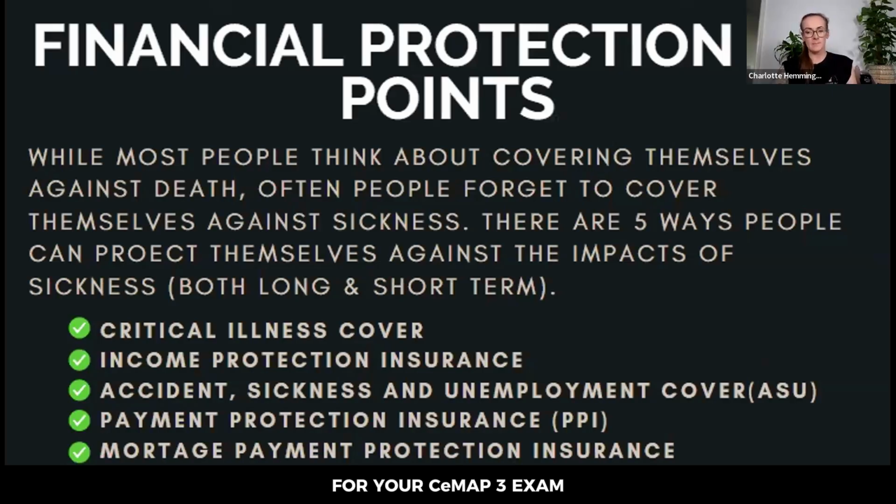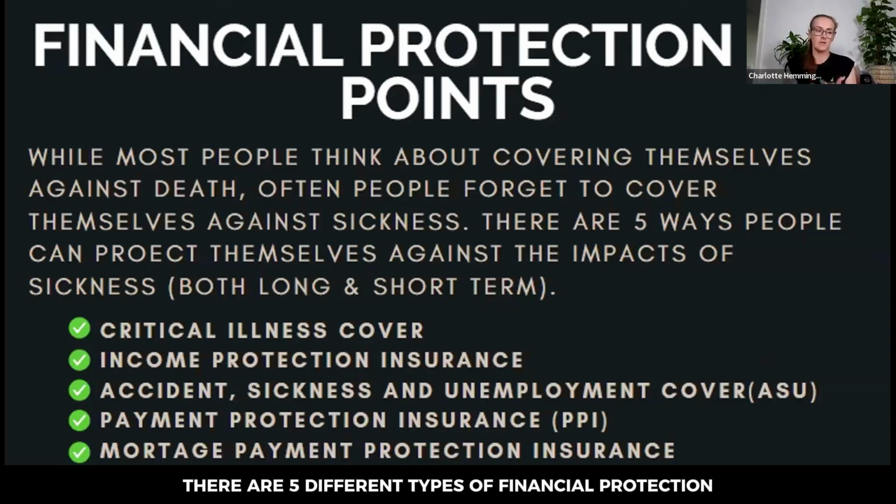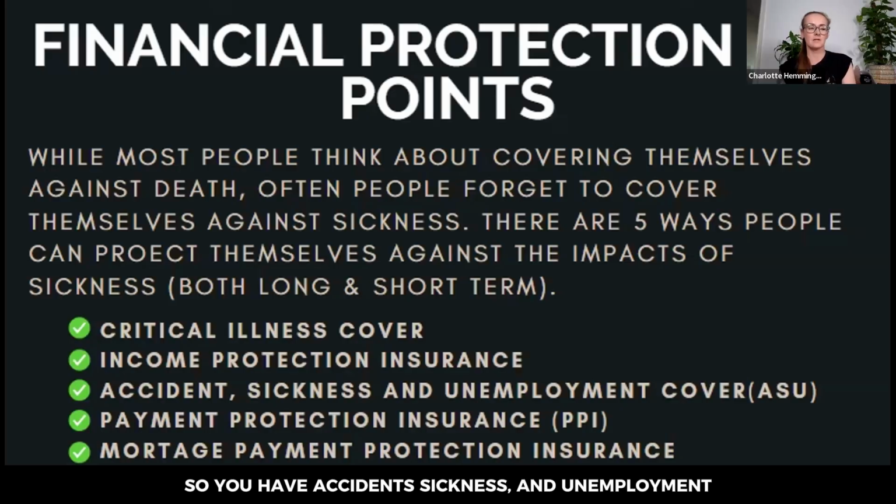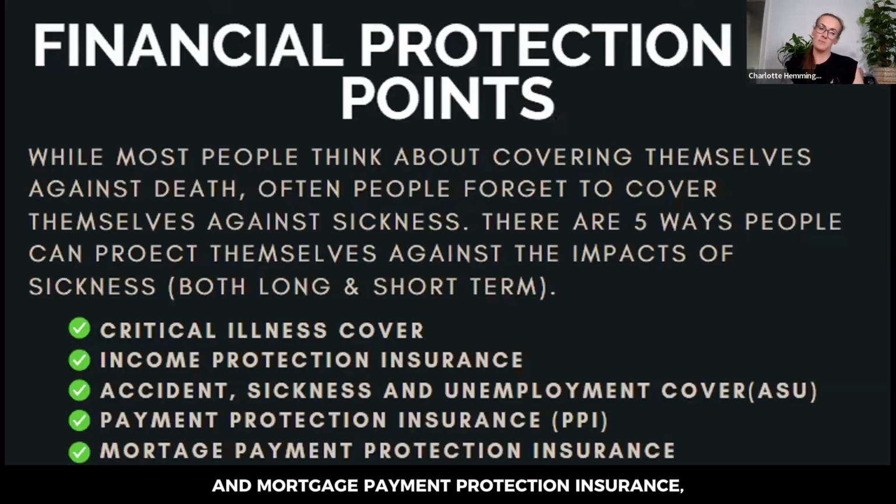For your CeMAP 3 exam, there are 5 different types of financial protection that we would need to look at. So we've got something called critical illness cover, another one called income protection insurance. Guys, those are your main 2 ones. Those are the 2 most common ones that you get in CeMAP 3. And then I bunched the last 3 together, and I'll explain why in a second. So you have accident, sickness, and unemployment cover, payment protection insurance, or PPI, which I'm sure we've all heard of before, and mortgage payment protection insurance is the other one. They sometimes abbreviate that one to MPPI.